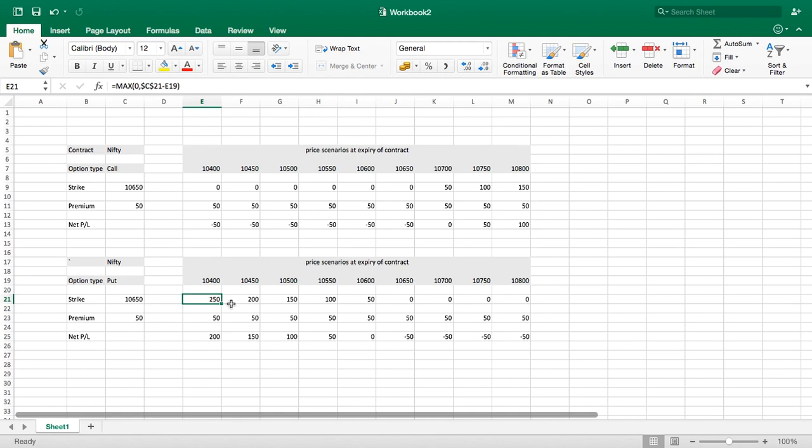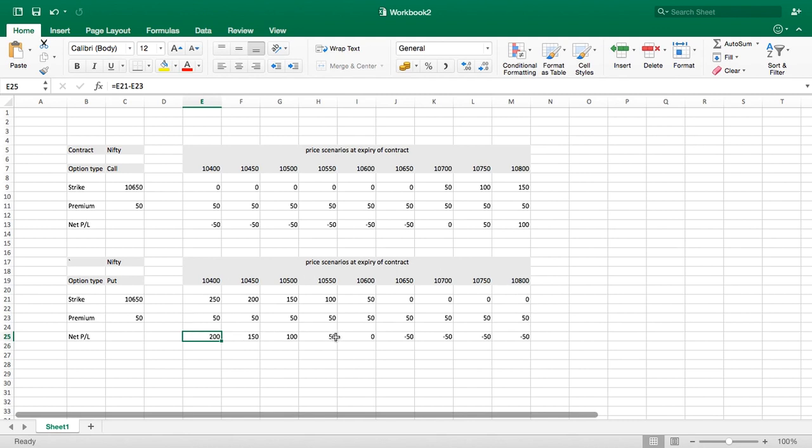So a put option can either be making a profit of zero, the lowest profit that it can make, where it is not making any profit, or above. So here, the spot price is 10,400, which is lower than the strike price. So this option is gaining 250 bucks. But I also paid 50 bucks as a buyer of this put option. So my net profitability will be 200 bucks. And likewise, I populate this all across.